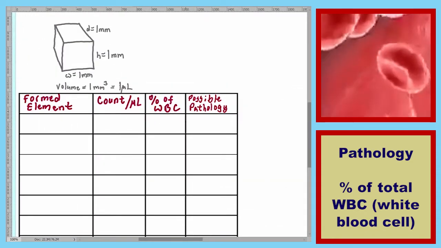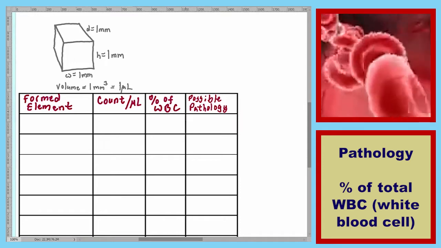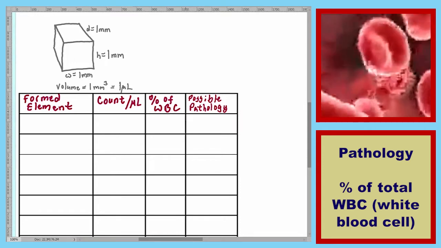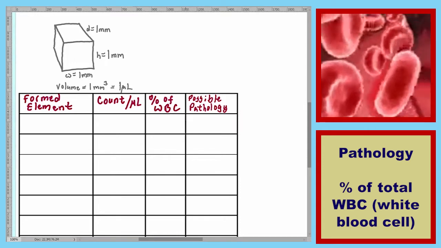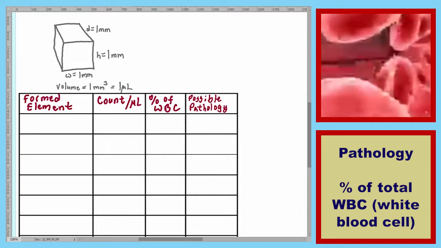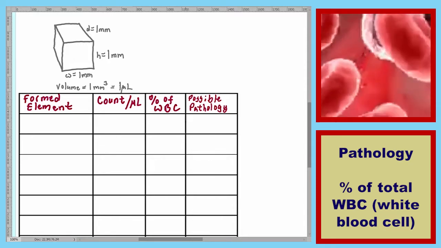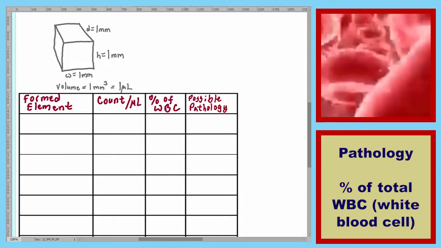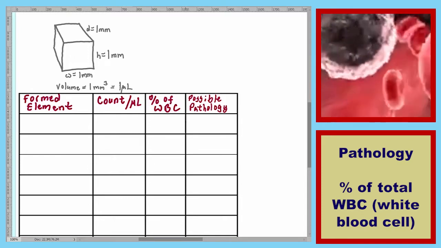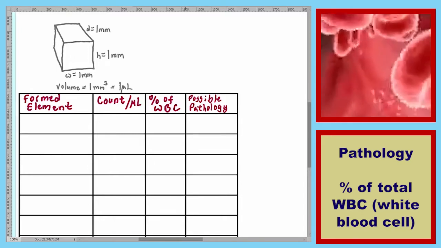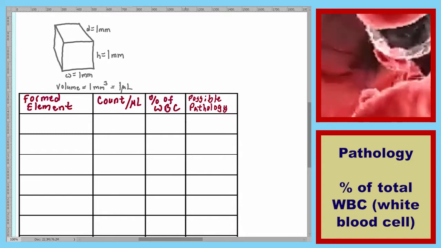In the first column, we'll have the formed element. In the second column, we'll have the count or the number of those formed elements in 1 microliter of blood. In the third column, this will only be applicable to white blood cells. We'll show the percentage of the particular white blood cell to the total white blood cell count. And in the last column, we will indicate a possible pathology when those percentages are not normal. And so let's next indicate the formed elements.